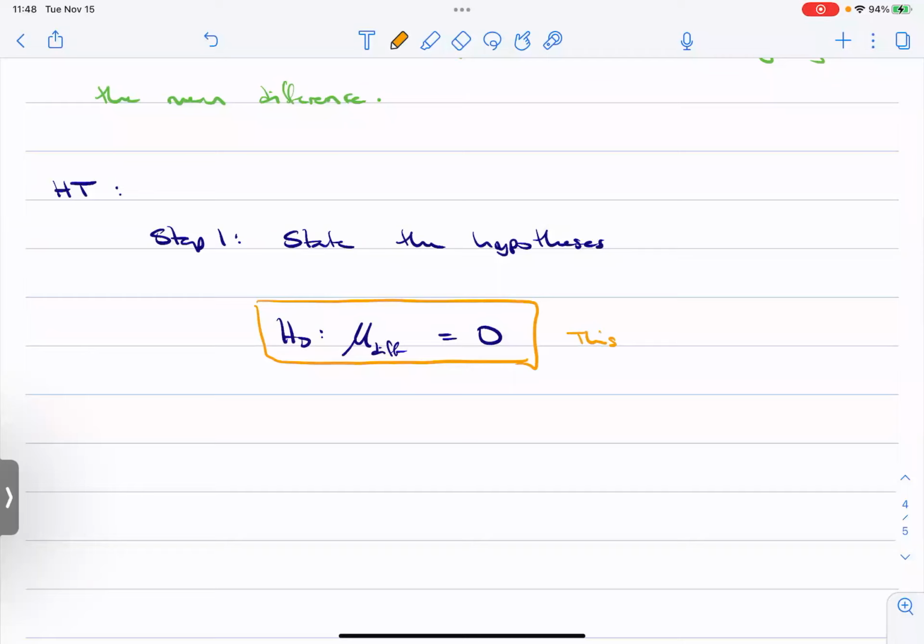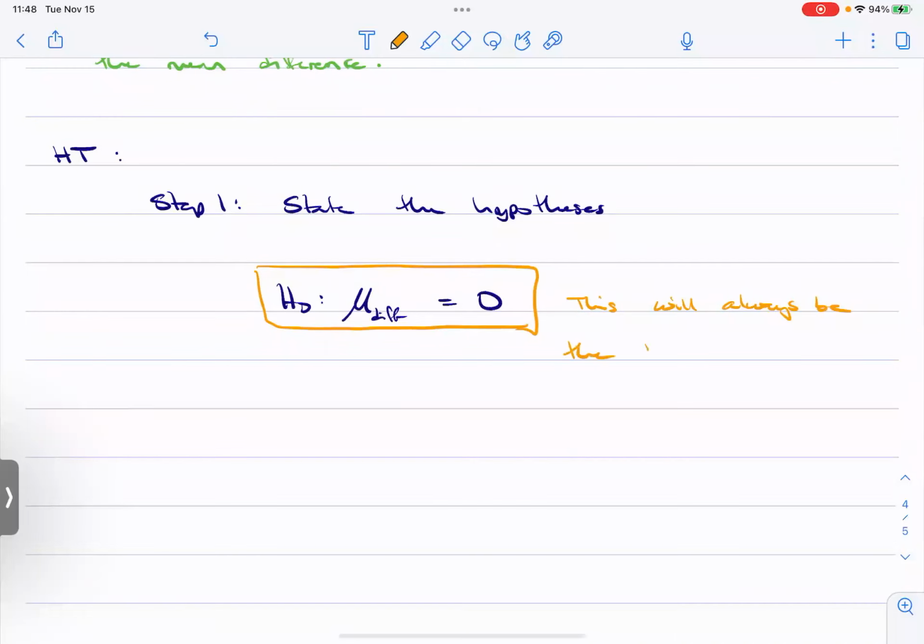I'm ready to commit. This will always be the null hypothesis for paired data. This will always be the H naught for paired data.